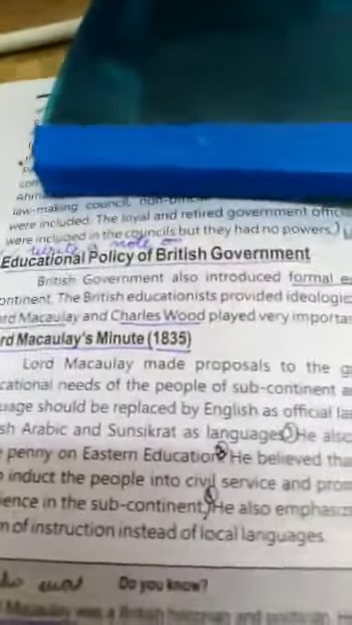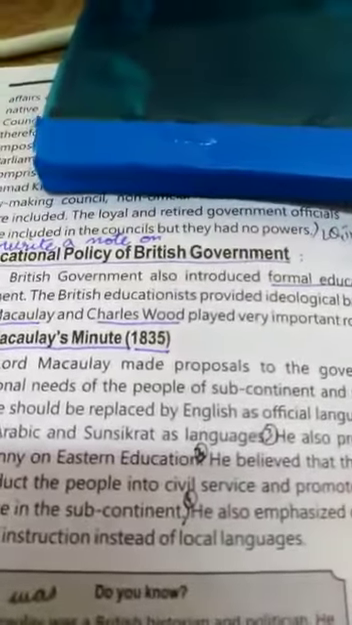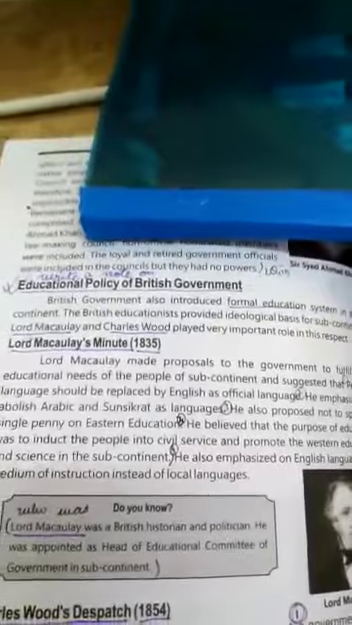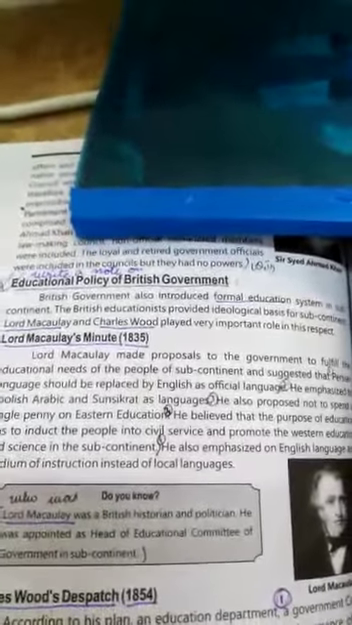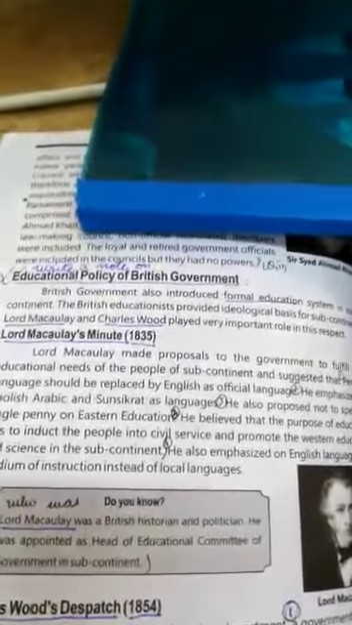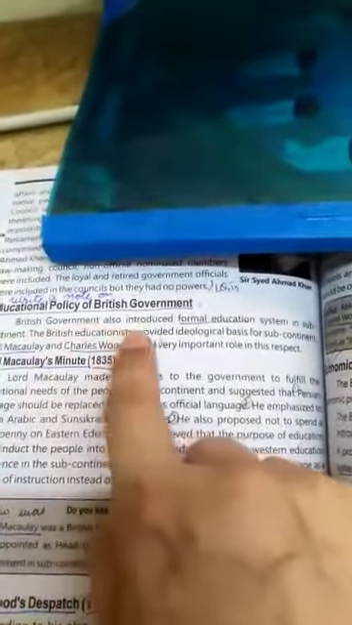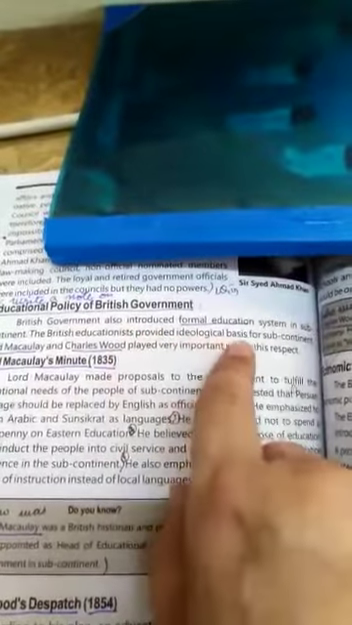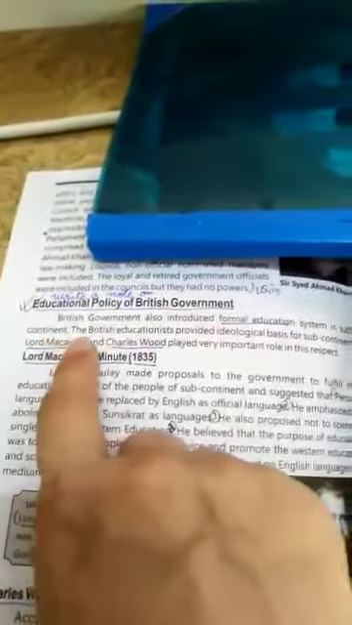Now, as such, this topic has no long question at the back, but we will discuss it and write it in your copy. And whatever instructions will be given to you, you will follow them. Now, educational policy of the British government. The British government also announced the formal education system in the subcontinent.